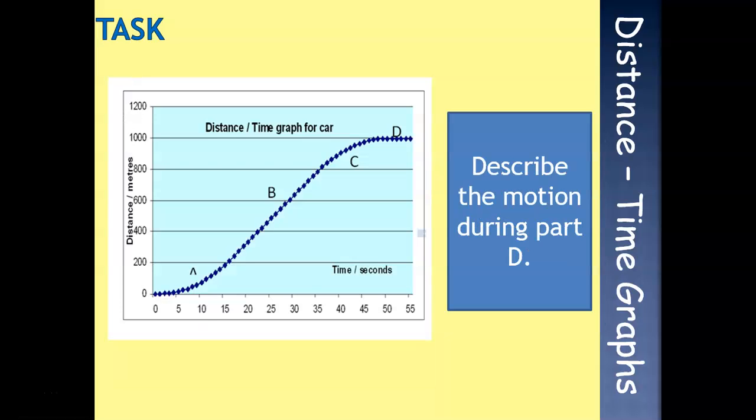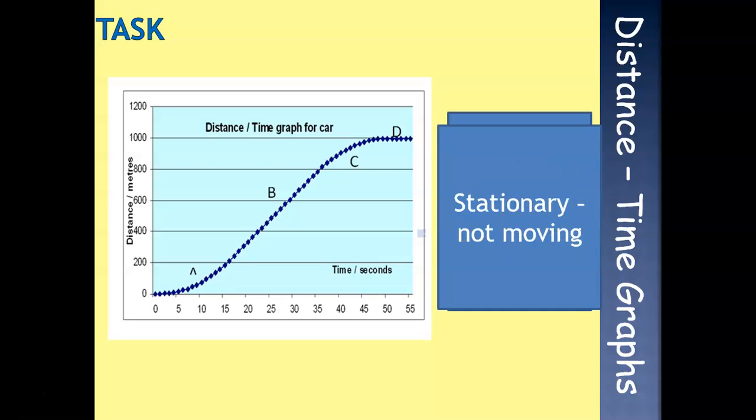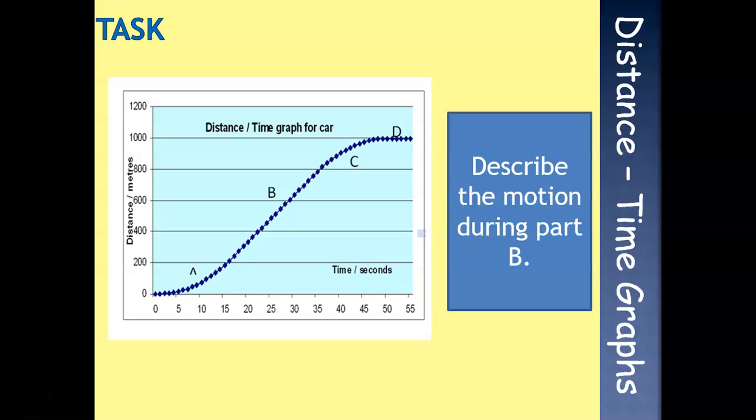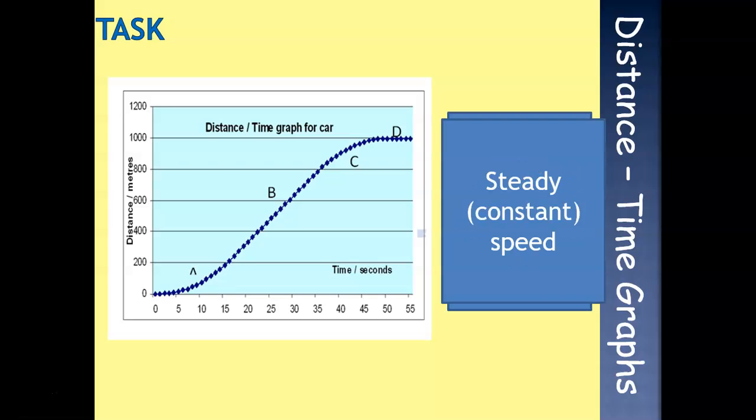But for this graph, during part D on that graph, what's happened to that? So during part D, that car is stationary, it's not moving, it is horizontal to the x-axis. But what's happening during B? During B, that is a straight line. When we get a straight line on a distance time graph, that means it's travelling at a steady or a constant speed.